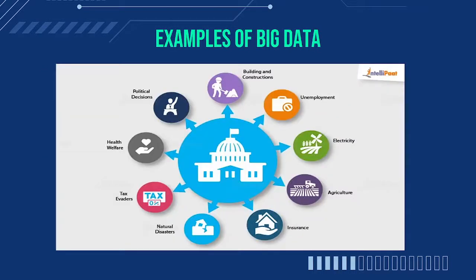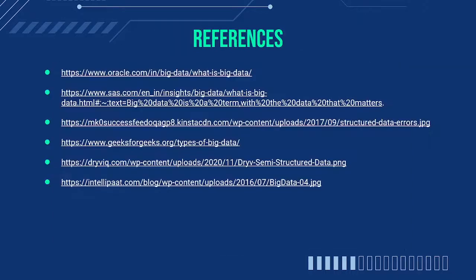Now let us go to the examples of big data. Here are some examples of big data. First is building and construction, unemployment, electricity, agriculture, insurance, natural disaster, tax evaders, health welfare, and political decisions. So here are some of the examples of big data.